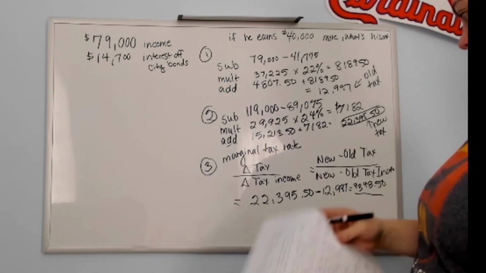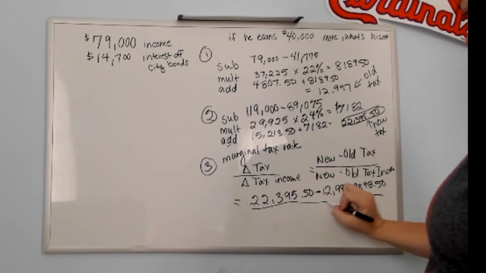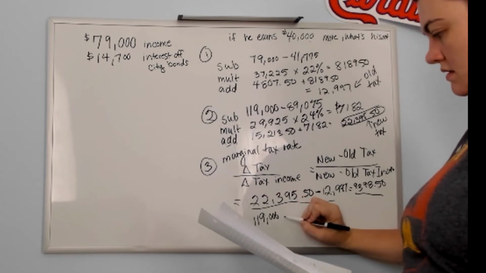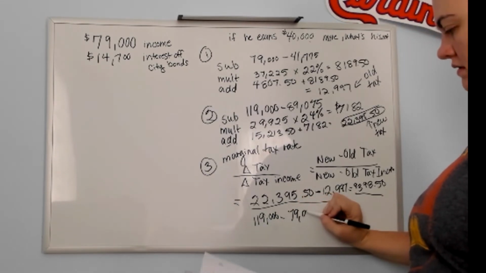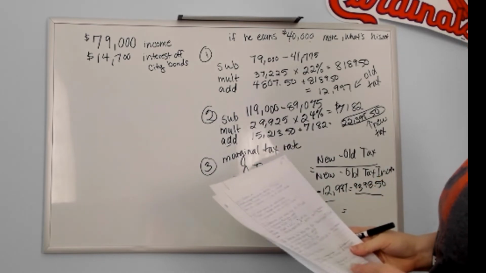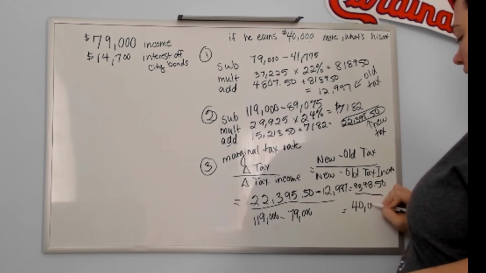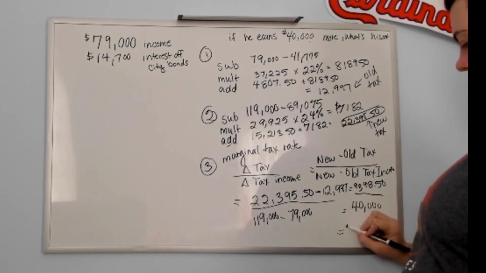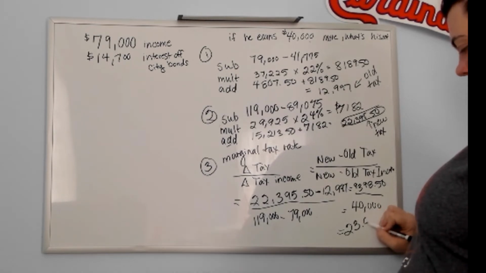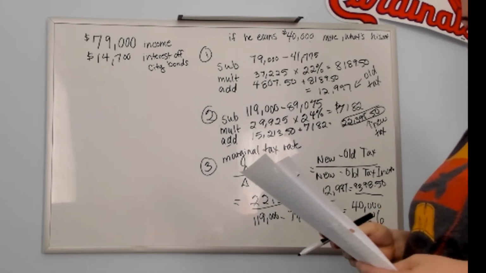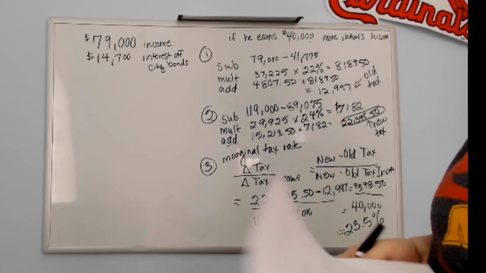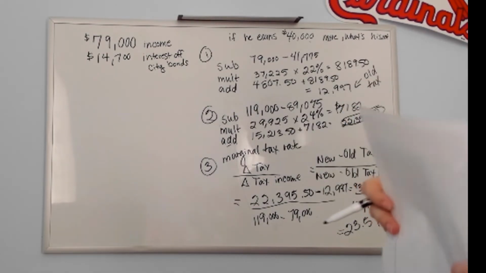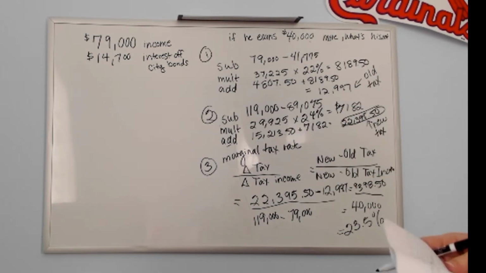And then on the denominator, we'll have the 119 minus 79. And then that's going to give us that $40,000 that he's going to make. When you do the calculation on this, it should give you 23.5% as the marginal tax rate. Now, part B of this problem says, what if we went the other way?